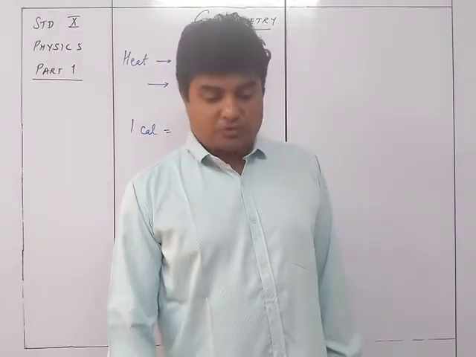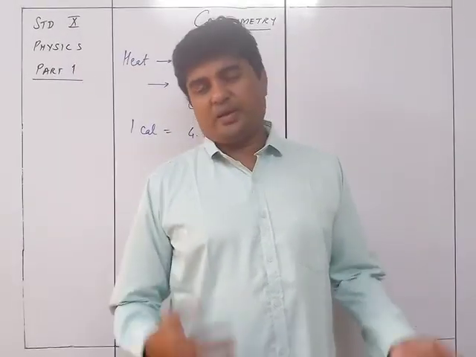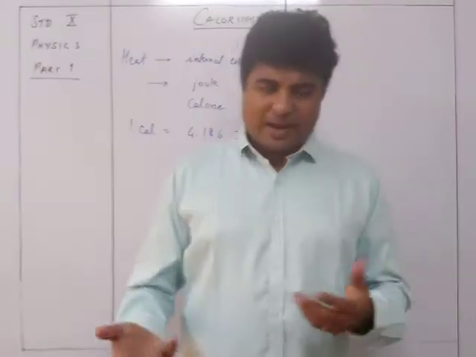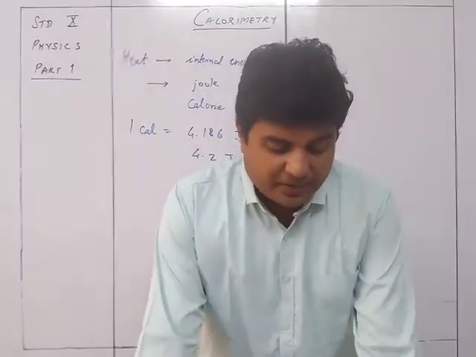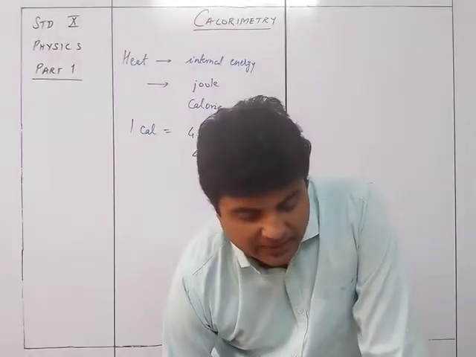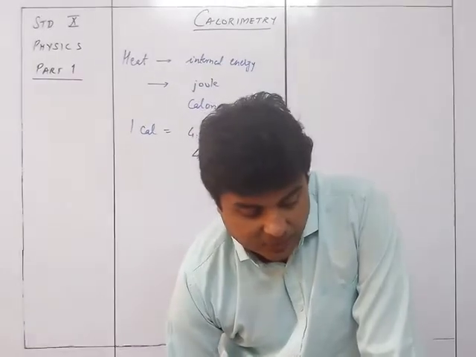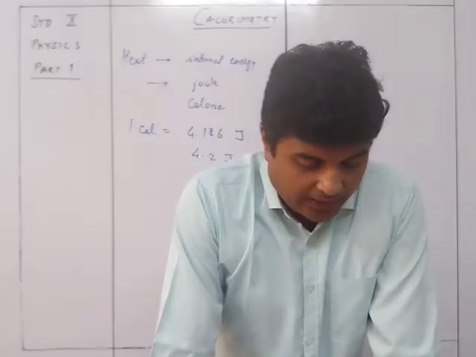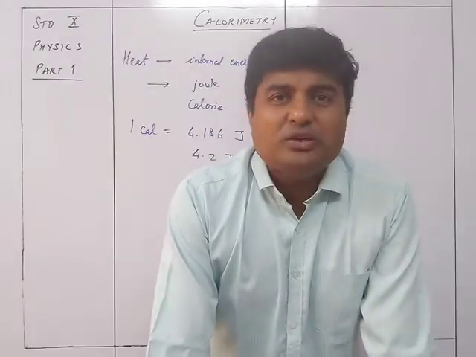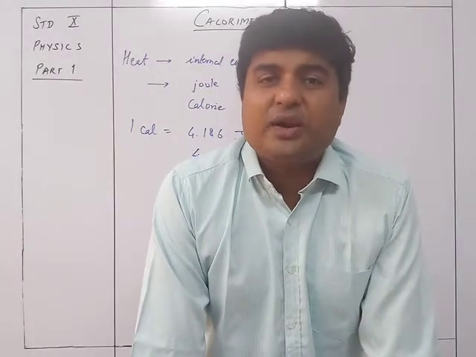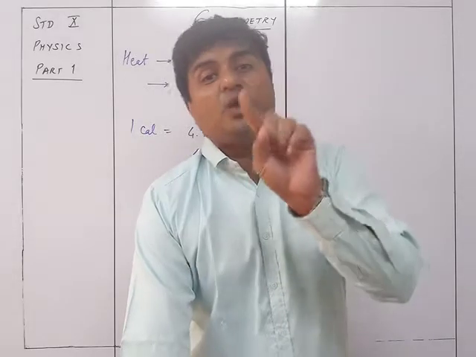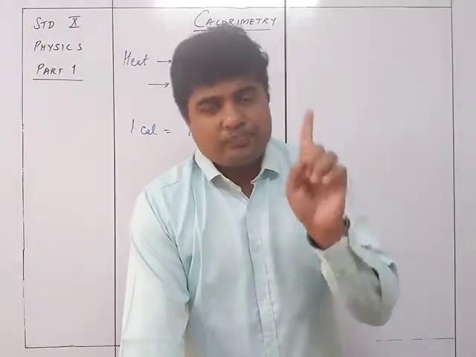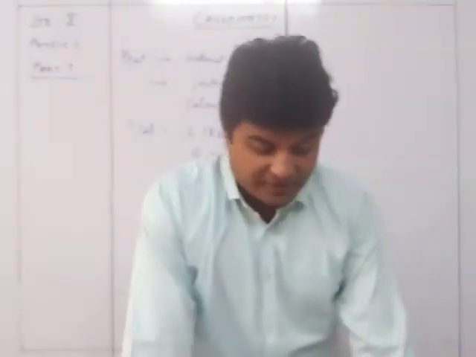Sometimes calorie is a smaller unit of heat, so we take a bigger unit, kilocalorie. So quite simple, a bigger unit is used called kilocalorie, kcal, where 1 kilocalorie is 1000 calories, which is equal to 4200 joules. And we can therefore define 1 kilocalorie as the energy required to raise the temperature of 1 kilogram of water from 14.5 degrees Celsius to 15.5 degrees Celsius.